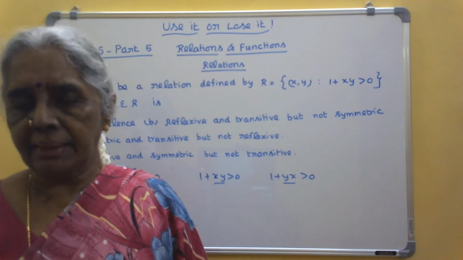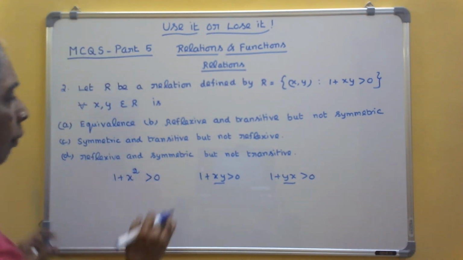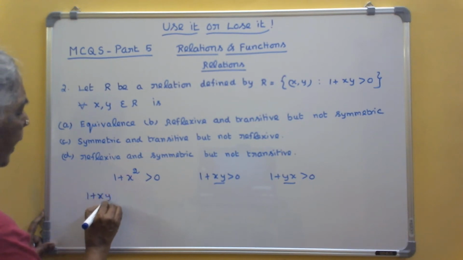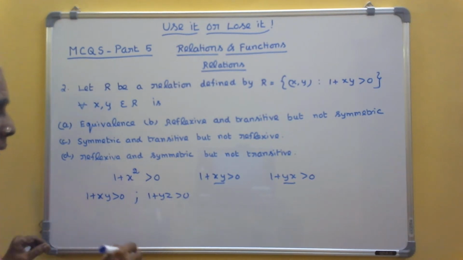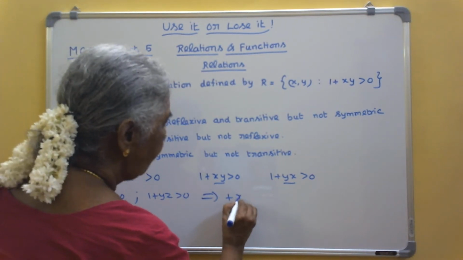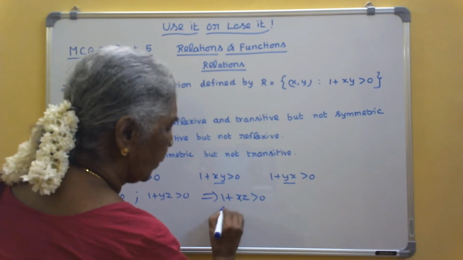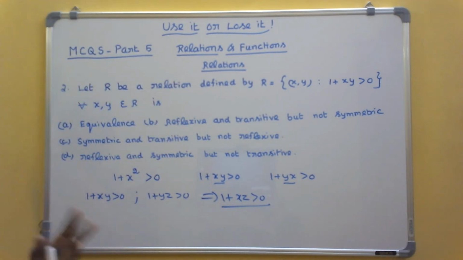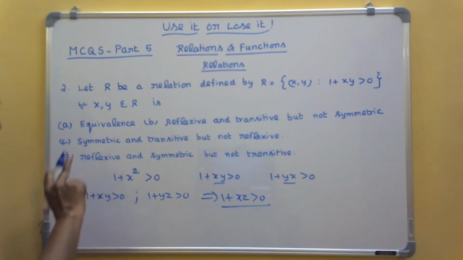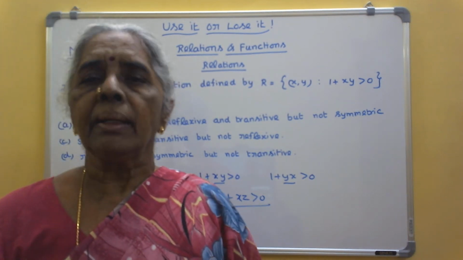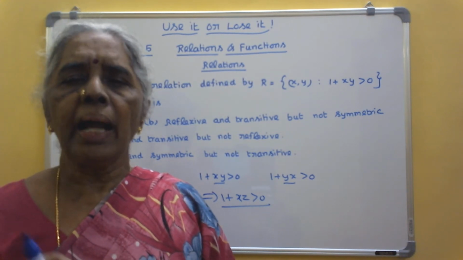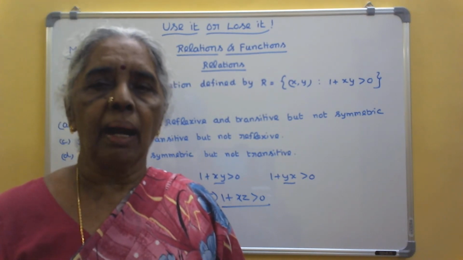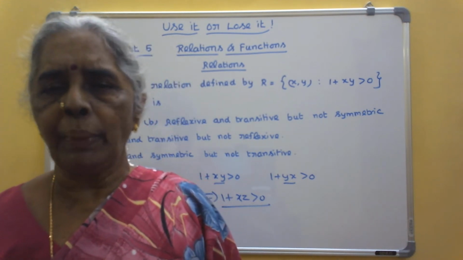If we come to transitive, if I take the generalized way, how will I take? I know 1 + xy is greater than 0. Okay. 1 + yz is greater than 0. Now this should imply 1 + xz is greater than 0. But I can't find any generalization. Just because 1 + xy is greater than 0 and 1 + yz is greater than 0, I won't be sure whether 1 + xz is greater than 0 or not. So here I want to take some example, and if I can disprove, then it will not be transitive.